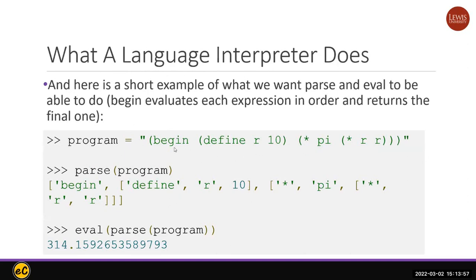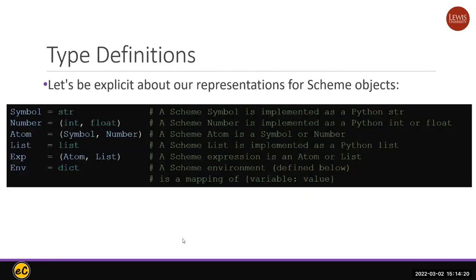So program equals begin define r 10, and then times pi times r. Here we parse it into a list of lists. That list of lists we call the program, going from string to list of lists. And then we have an evaluate function that will evaluate the parsed result of this program.